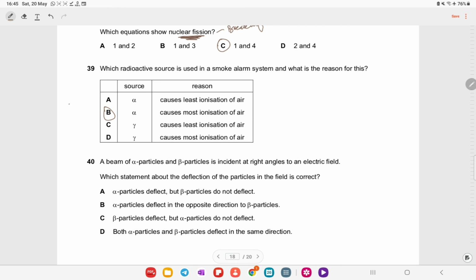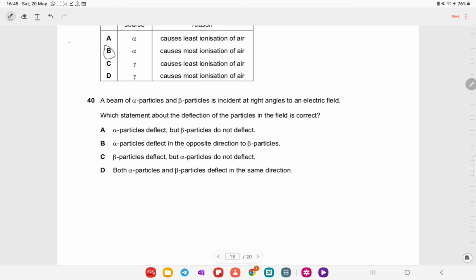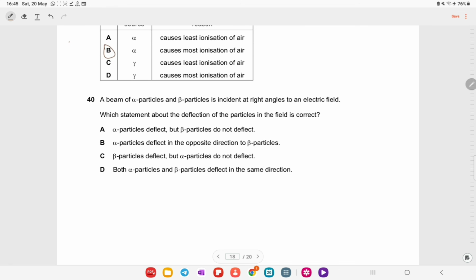A beam of alpha particles and beta particles is incident at right angles to an electric field. Which statement about the deflection of the particles in the field is correct? It's going to be B: alpha particles deflect in the opposite direction to beta particles. If you put this radioactive element into a lead box, and then put it into an electric or magnetic field, this is going to be your alpha, this is going to be your beta, and this is going to be your gamma, which is neutral and undeflected.